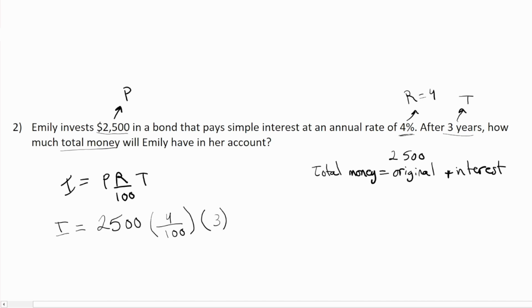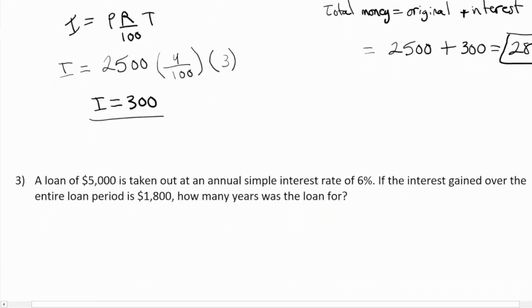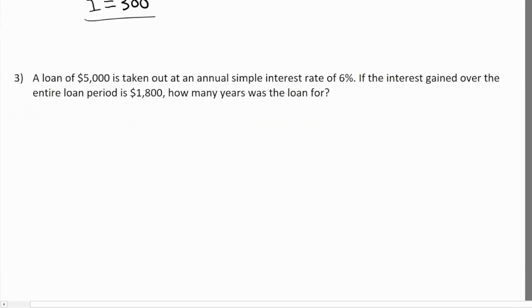All right. And you can just go ahead and plug this on your calculator. 2,500 multiplied by 4 over 100 and multiplied by 3. So we get interest is equal to $300. So the amount of money she receives over the period of 3 years is 300. So the total money that she will have is equal to the original, which is 2,500 plus 300. And we get $2,800. This is the total money she has. That's it.